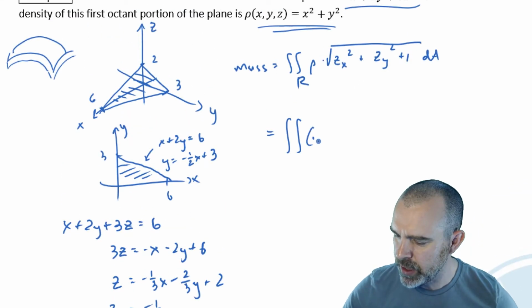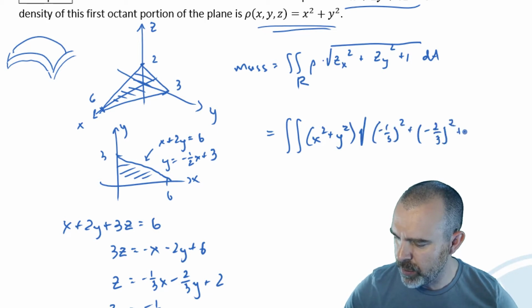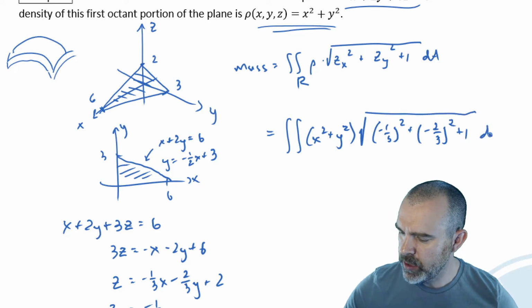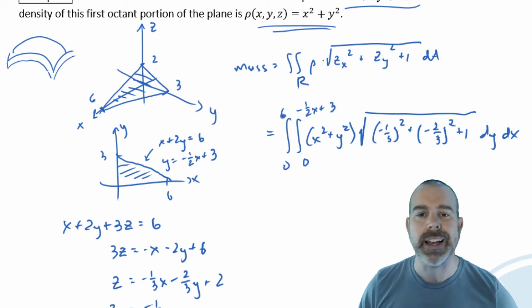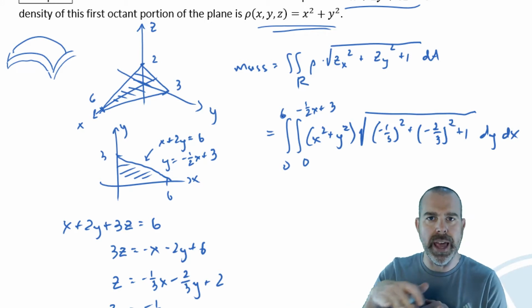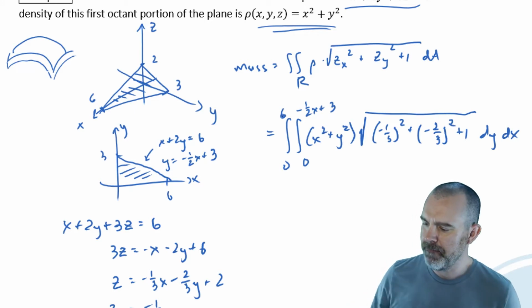We have our rho function, x squared plus y squared, times the square root of negative 1/3 squared plus negative 2/3 squared plus 1. And let's just do dy dx. And y will go from 0 up to negative 1/2 x plus 3. And x will go from 0 to 6. So we're just integrating over the xy plane.